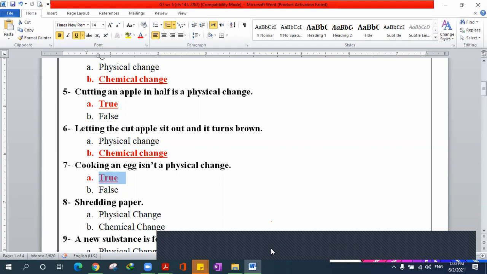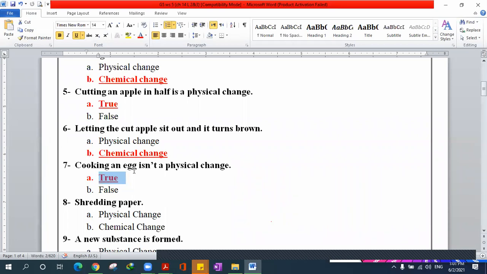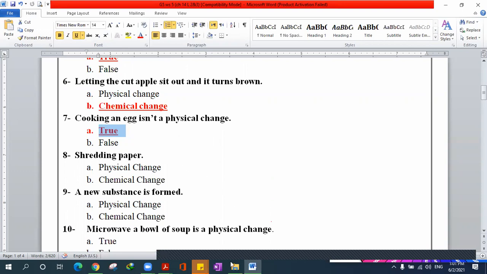Okay, Hamid, once you cook something, can you get it back to its normal shape or its previous shape? No. So it's a chemical change because you changed it into a whole new substance. It became something new. So it's a chemical change, not a physical change. So this is going to be true. The sentence could be a little confusing, but it needs a lot of thinking. Thank you so much, Hamid.